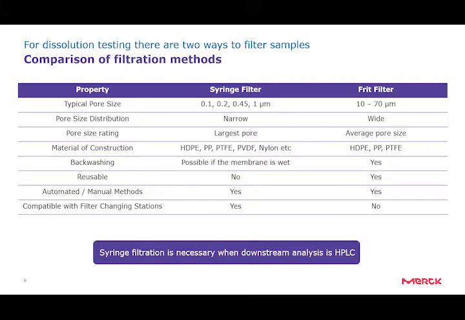Syringe filters have a pore size of typically 0.1 to 1 micron, whereas the frits have much larger pore sizes. Their pore size distribution is also narrow compared with the frit filter. And their pore size rating is based off of the largest pore as opposed to the average pore size for frit filters. In dissolution testing and any HPLC analysis, syringe filtration is necessary when the downstream analysis is HPLC.